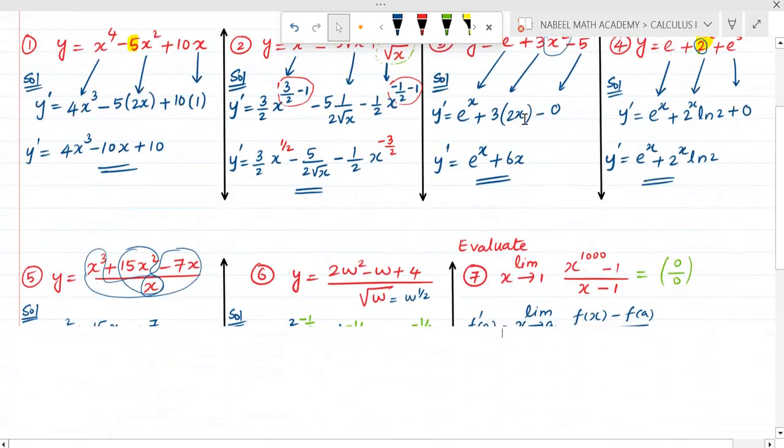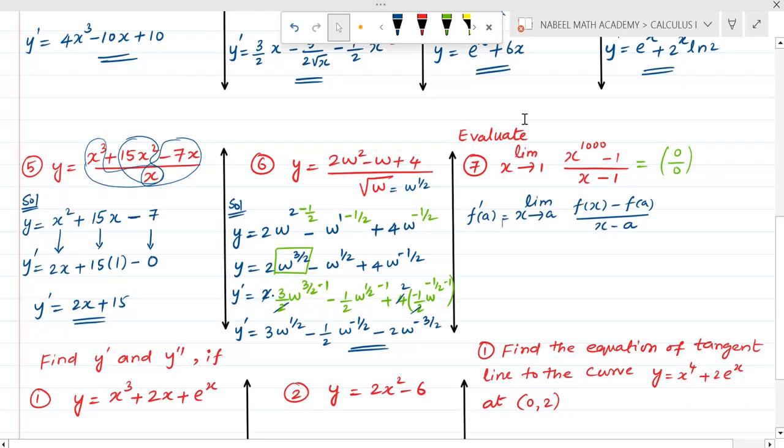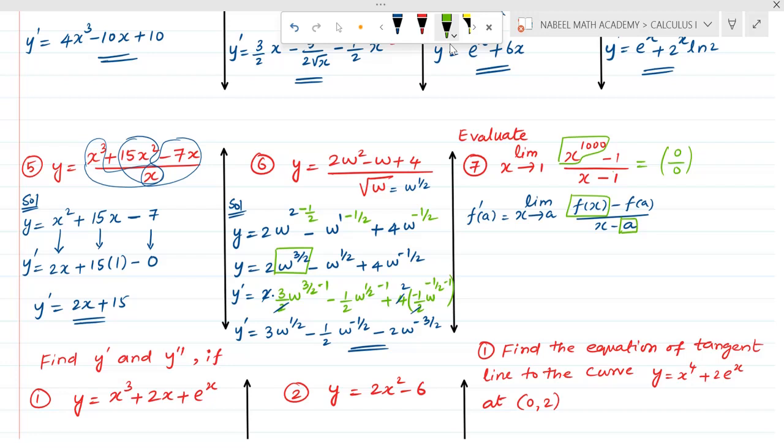From this one, just compare the f of x. So what is f of x? This is my f of x. And what is your a? a is equal to 1. So in order to find the value, we just have to differentiate and substitute x equal to 1. So this is the rule.